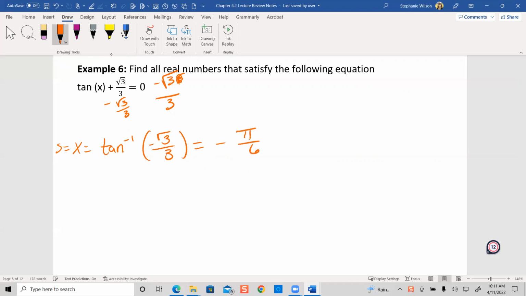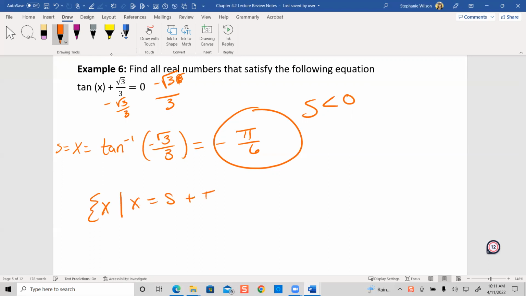Now, based on that, it says that if your s is greater than or equal to 0, we're going to use a particular formula. If your s is smaller than 0, we're going to use a different formula. Since this here is less than 0, I'm going to use this one. So just make sure that you know which one you're picking. And then let's just plug in what we know and let's solve.